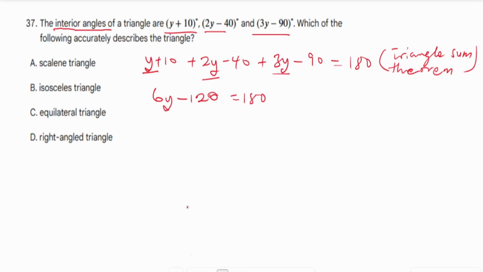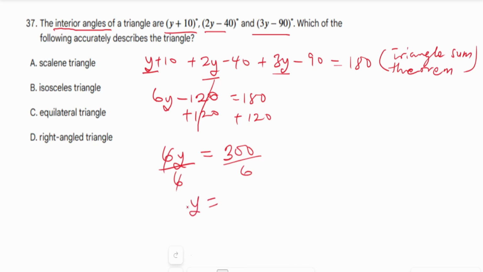We're solving for Y, so we use the inverse operation to have plus 120 on both sides. This goes away. We have 6Y equal to 300, and dividing both sides by 6, the left side gives us Y, and 30 divided by 6 is 5, so we have 50 for both, and Y will be equal to 50.